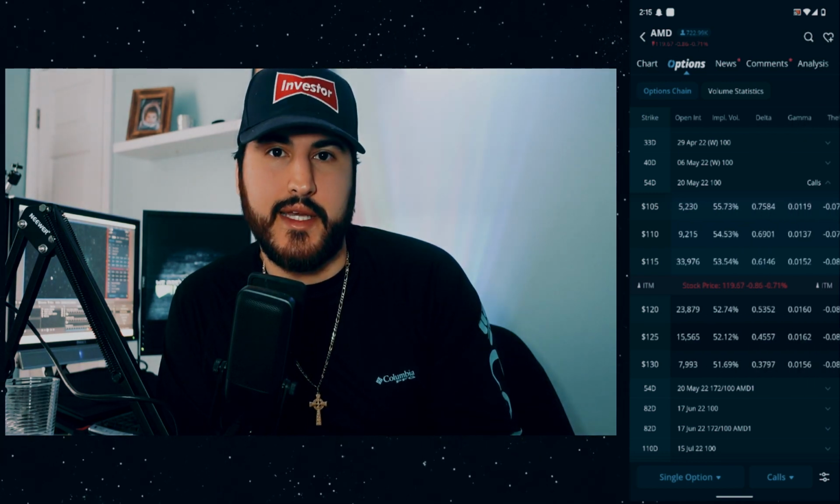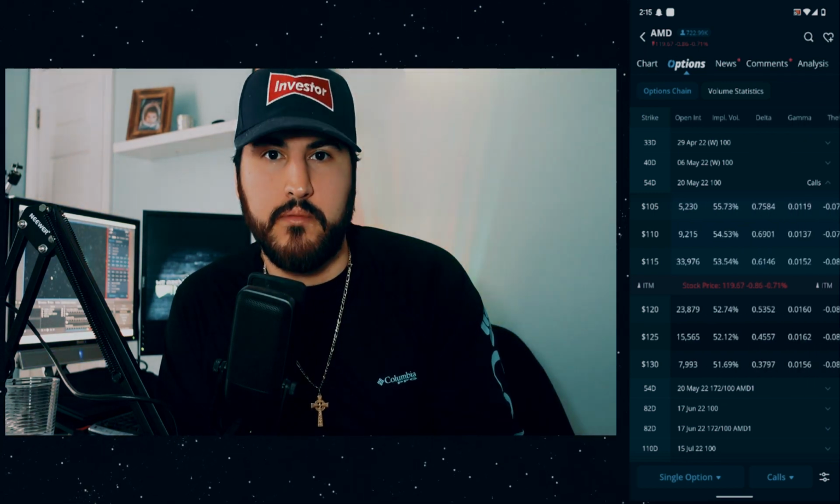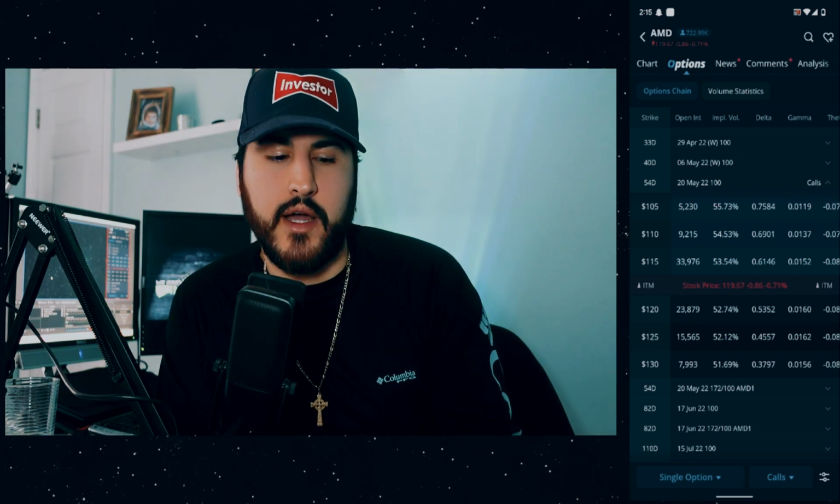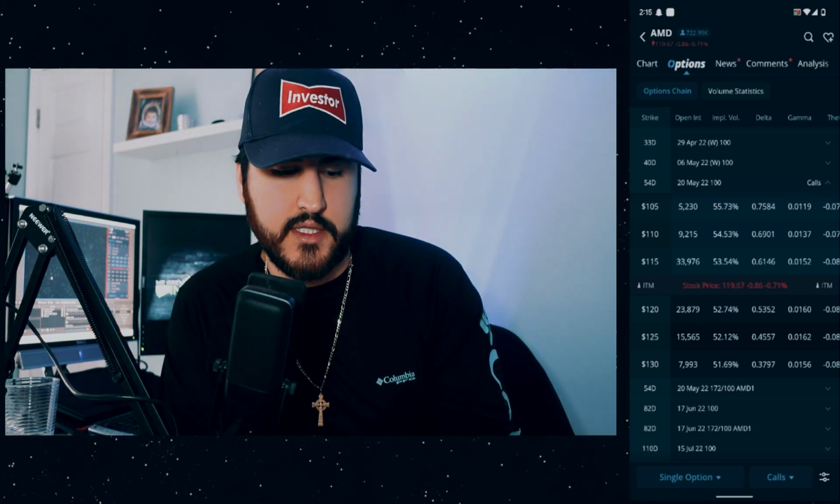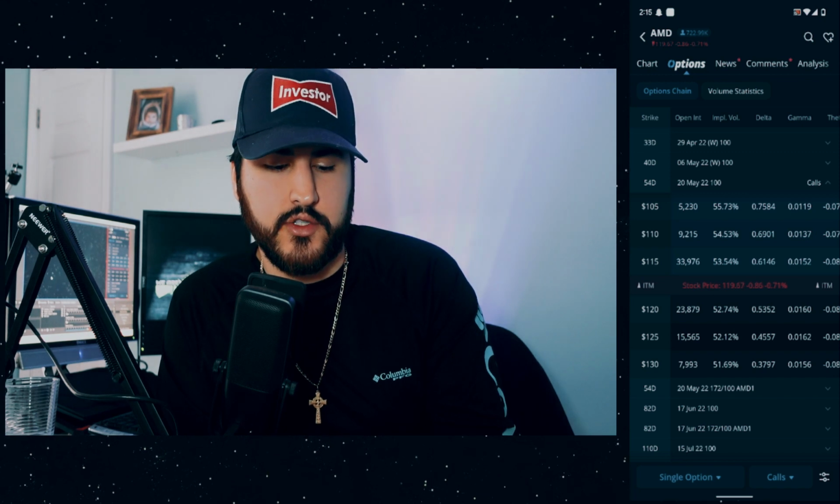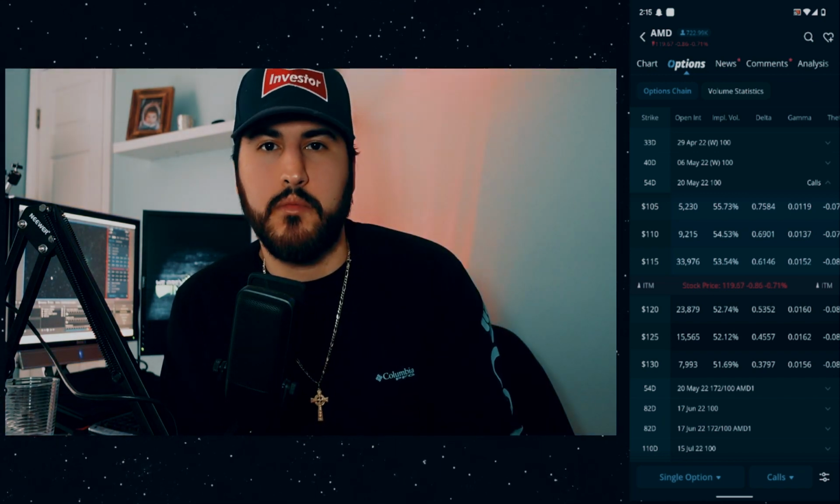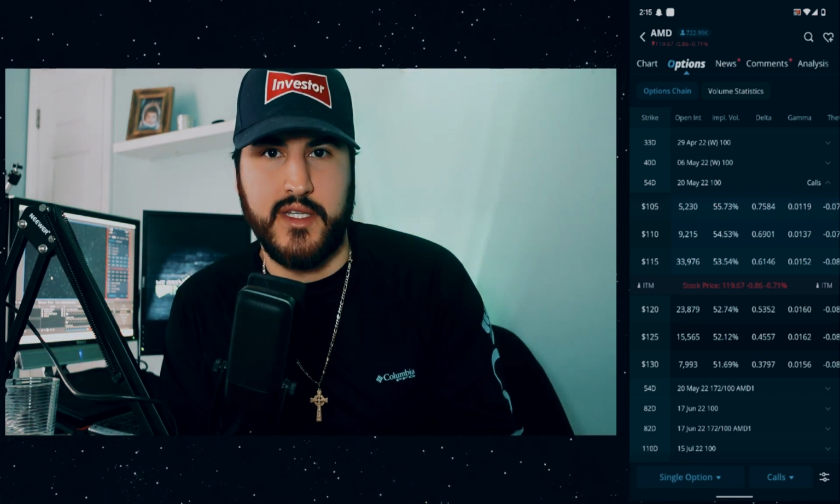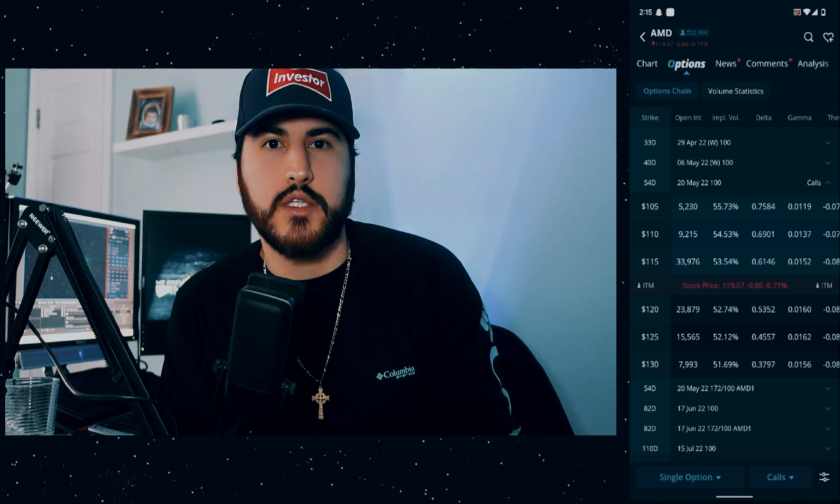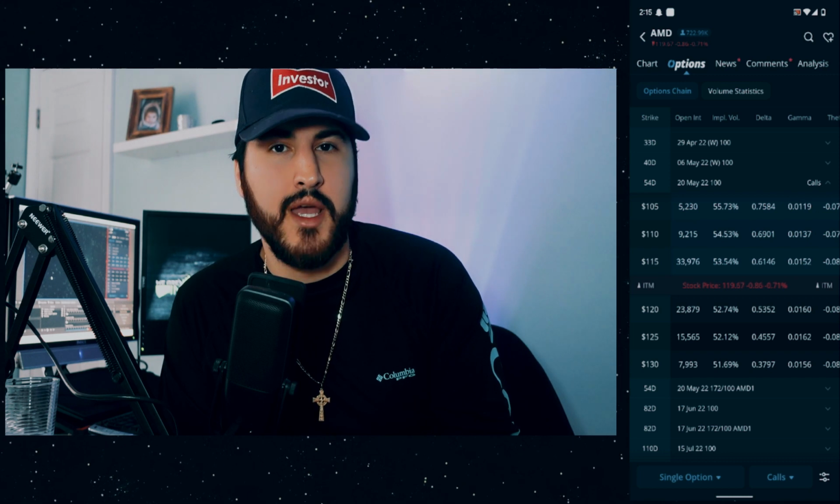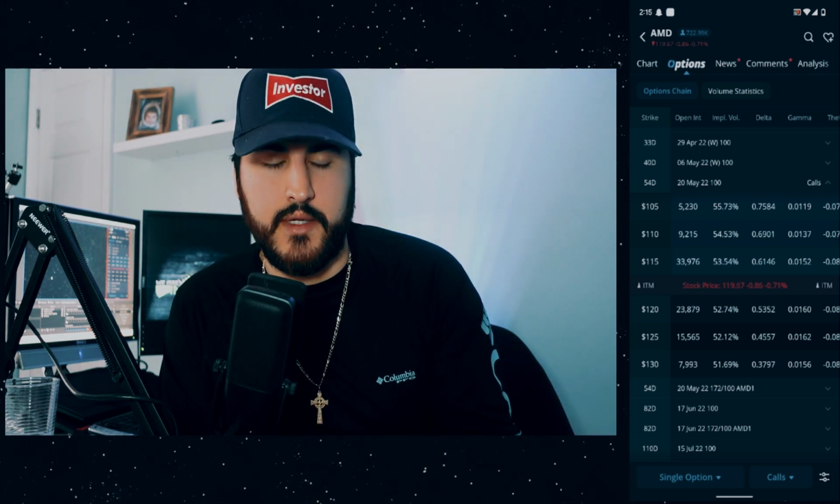Notice how delta is higher the deeper in the money you go. The $105 strike has a delta of 76 cents. The $130 strike has a delta of 38 cents. The deeper in the money you are, the higher delta is going to be. The closer to expiration and deep in the money you are, the higher delta is going to be.